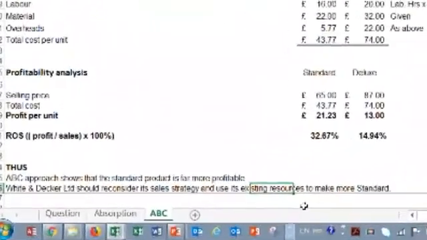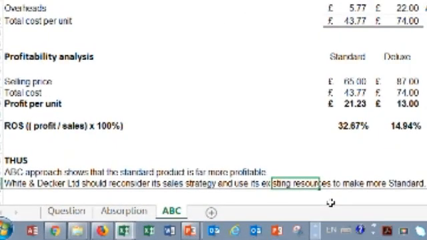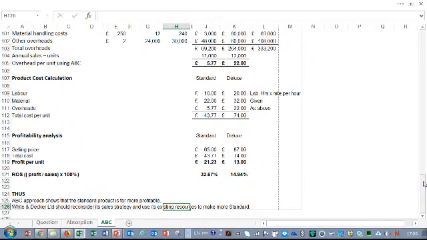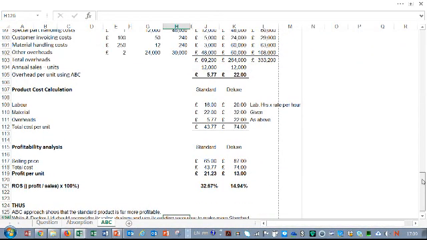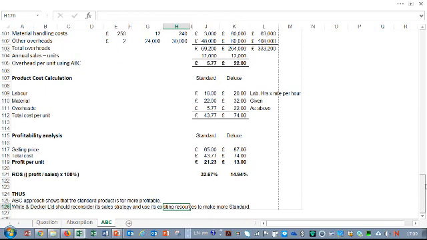So we have seen how to work out absorption costing based product cost and how to work out the same product cost using the activity based costing method. And here we also realize that the profitability in terms of decision making can be different if we use different methods, and we can arrive at entirely different decisions if we use different costing methods.